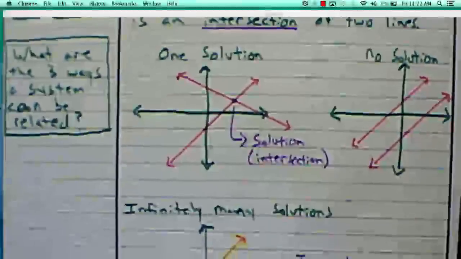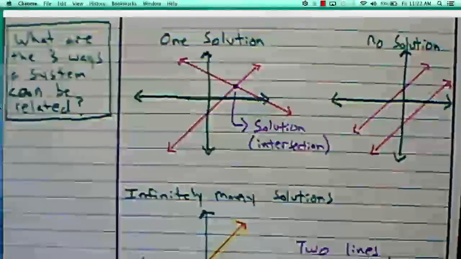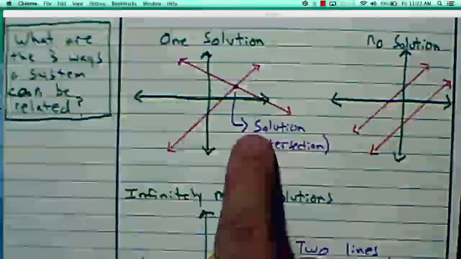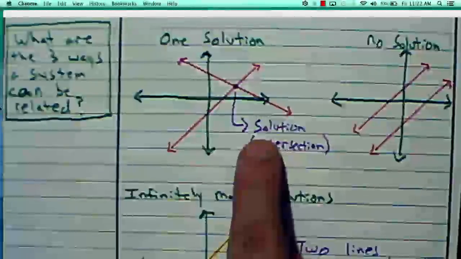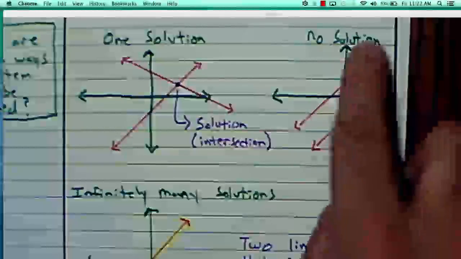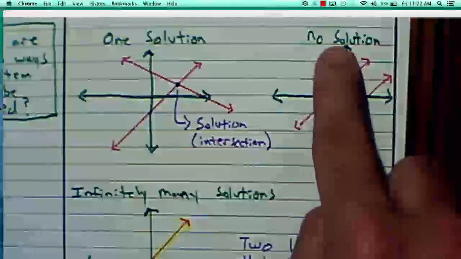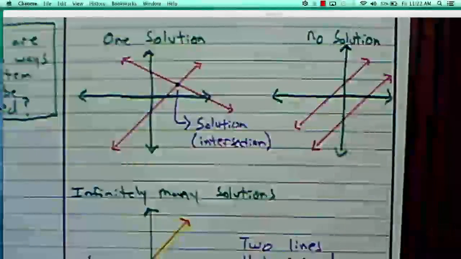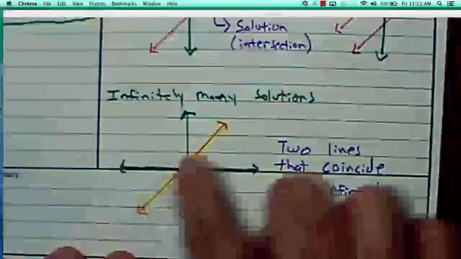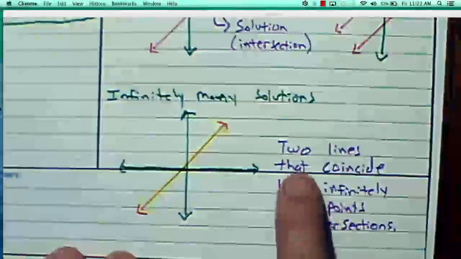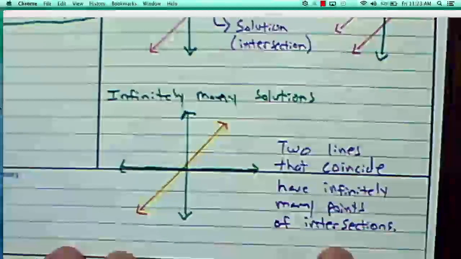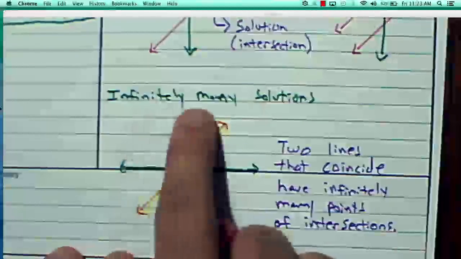We have three ways that our system can be related, our two equations. Most commonly, there will be one intersection, and we will seek that point of intersection. Occasionally there will be parallel lines, therefore no solution. This is no points of intersection. And every once in a while they will actually be two lines right on top of each other. When two lines coincide, they have infinitely many points of intersection, therefore infinitely many solutions.